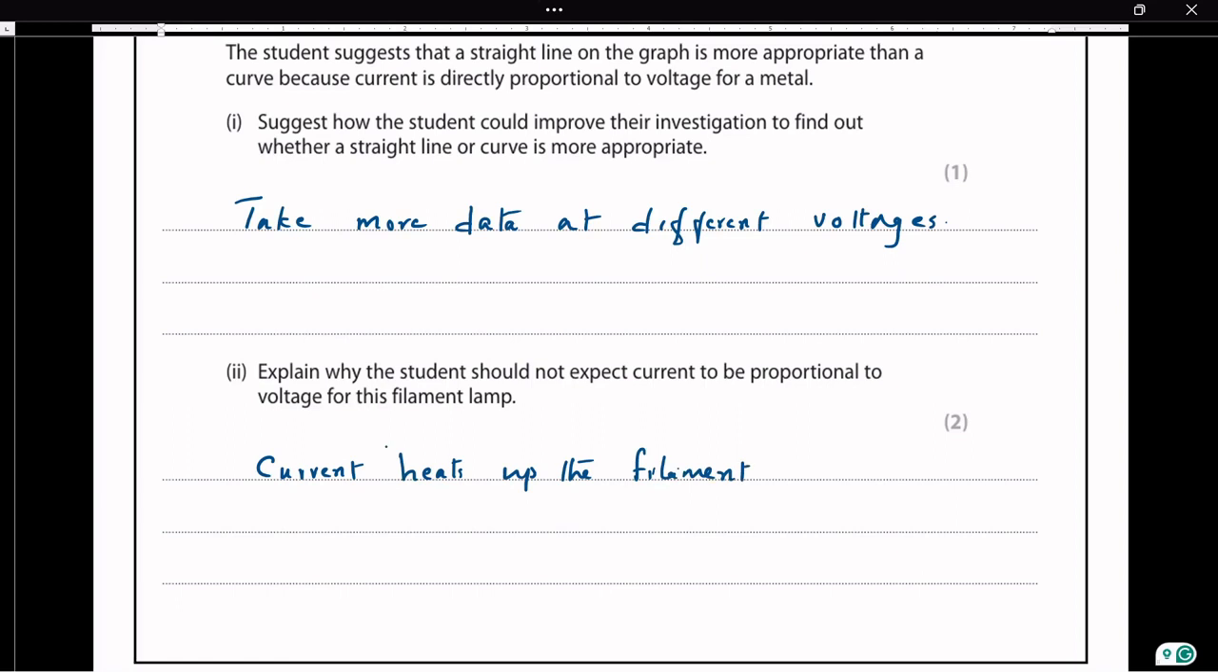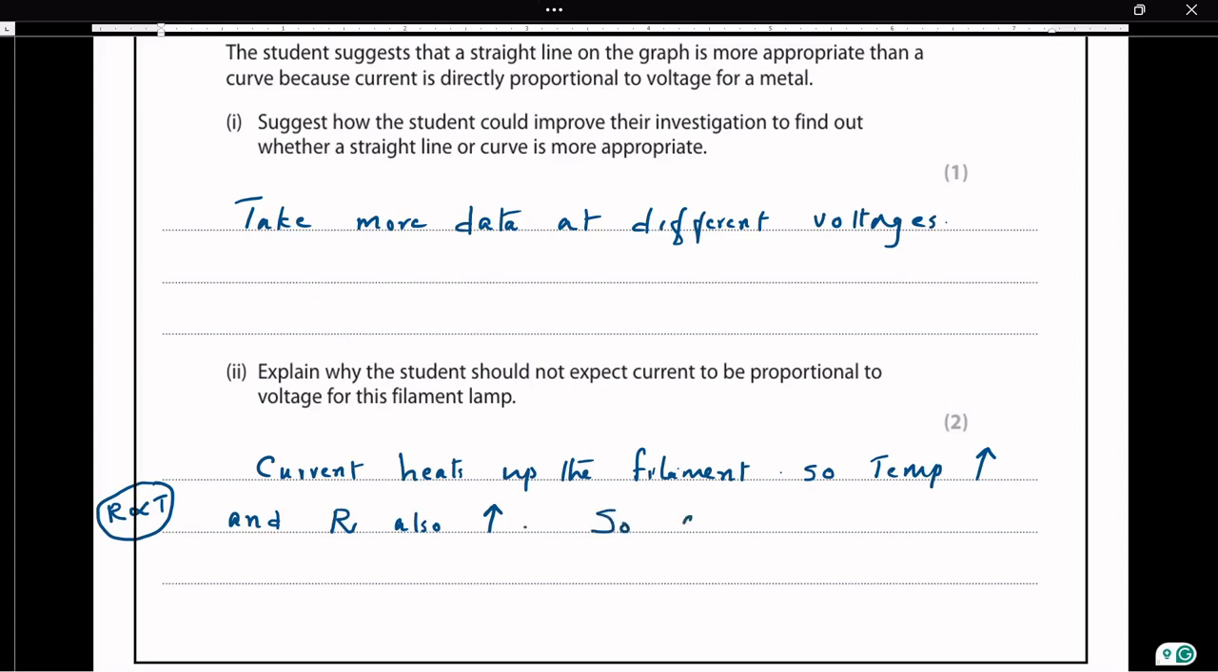Current heats up the filament. So temperature, I'm using the symbol increase. Temperature increases and resistance also increases because the filament is made out of a metal. For a metal, resistance increases with the temperature. R and T are directly proportional. So when the current passes, the temperature increases, accordingly the resistance increases.